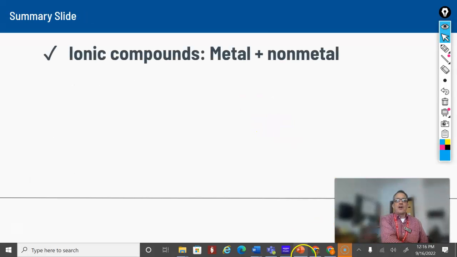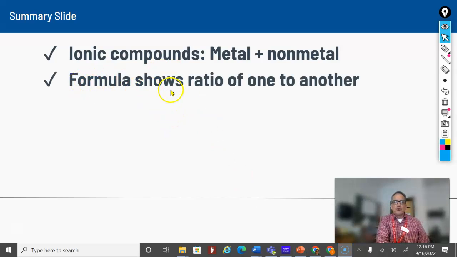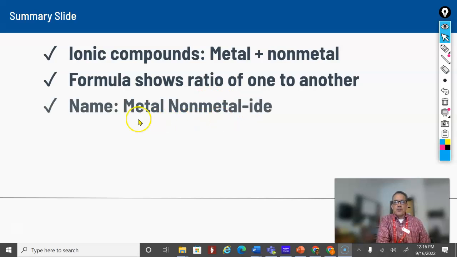So in summary, when we do ionic compounds, we're looking at putting a metal and a non-metal together. We're able to write formulas, which is going to show the ratio of one to the other. And then when we end up naming them, pretty simple, we're going to be able to name the metal and name the non-metal with an IDE form.